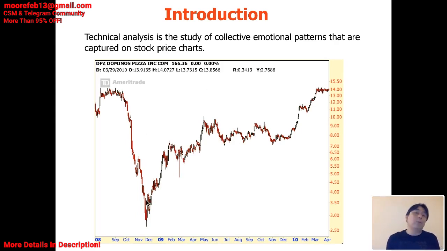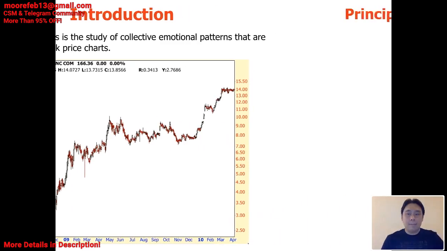Could we do that? Absolutely. And I'm going to teach you how to read price patterns on charts, how to read trends in order to time your entry with the greatest precision. So let's begin this lesson.